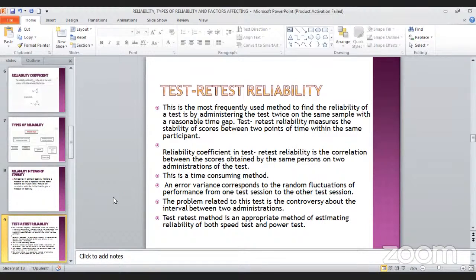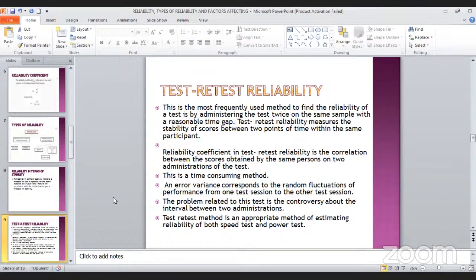So in case of test-retest reliability, what we do generally, we first administer a psychological test to a representative sample. Then we administer the same test to the same sample under the same or similar conditions within a reasonable time gap.